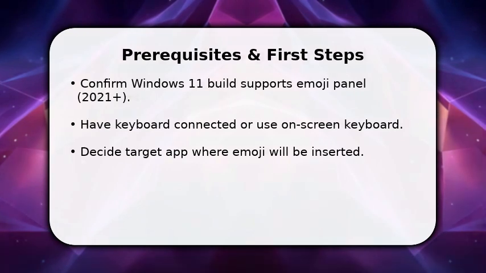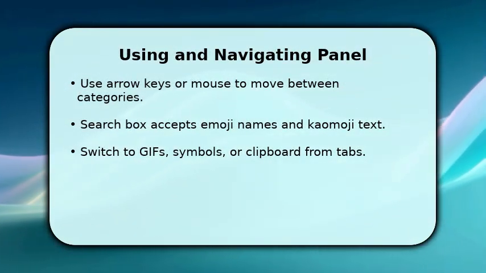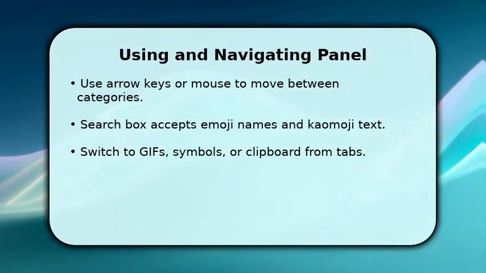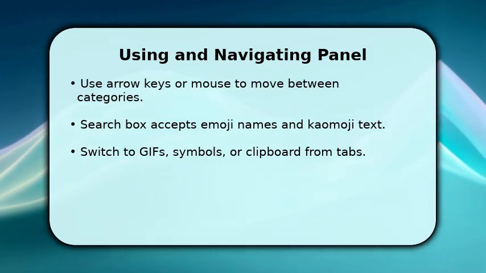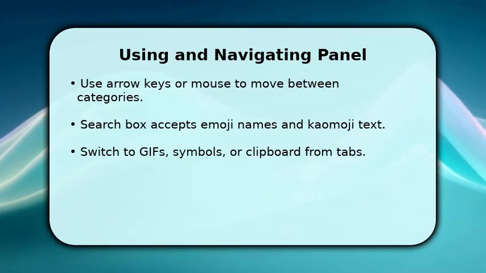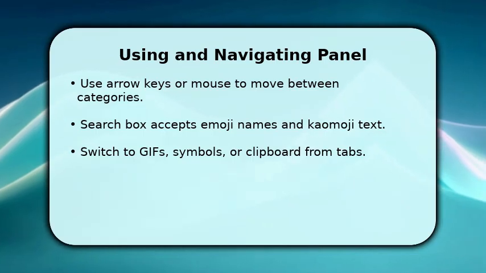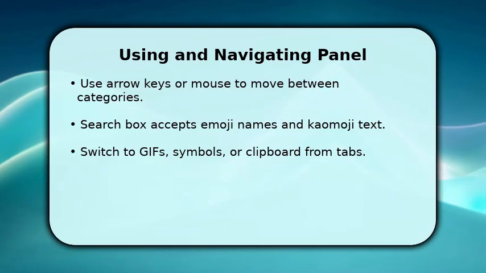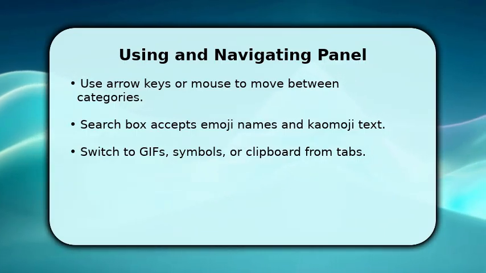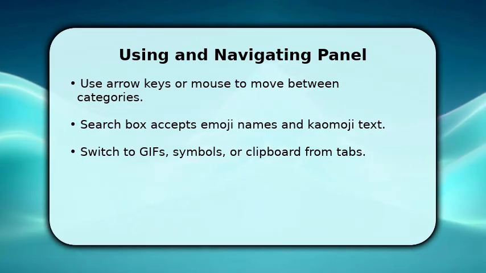Once the panel is open, you'll navigate it quickly with either keyboard or mouse. Use arrow keys to move through emoji and tab to jump between categories, or simply click a category with your mouse. This speeds selection when you have a lot of options. Make sure to try the search box by typing a keyword such as smile or heart, because search finds emoji, kaomoji, and symbols. If needed, switch tabs for GIF or clipboard items. Insert by pressing Enter or clicking the desired emoji.